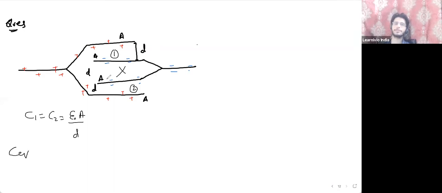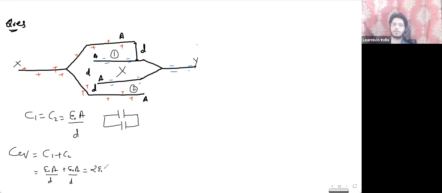And they are connected in parallel. See, for the first capacitor, the positive plate is at X. For the second also, positive is at the same plate, negative at the same point. So these are two capacitors connected in parallel. So C equivalent is C1 plus C2, epsilon naught A by D plus epsilon naught A by D, which is 2 epsilon naught A by D. So that is the equivalent capacitance, 2 epsilon naught A by D.